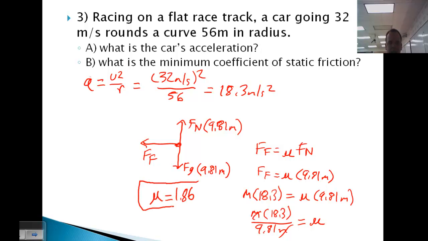So this would be a very large coefficient of friction. Seeing as most tires have a coefficient of friction around 0.9, this car would not be able to make this turn at that speed and that radius with normal tires. Okay, there's some examples of centripetal force and circular motion. We will do a number of example problems in class, and then we will move on to apparent weight.